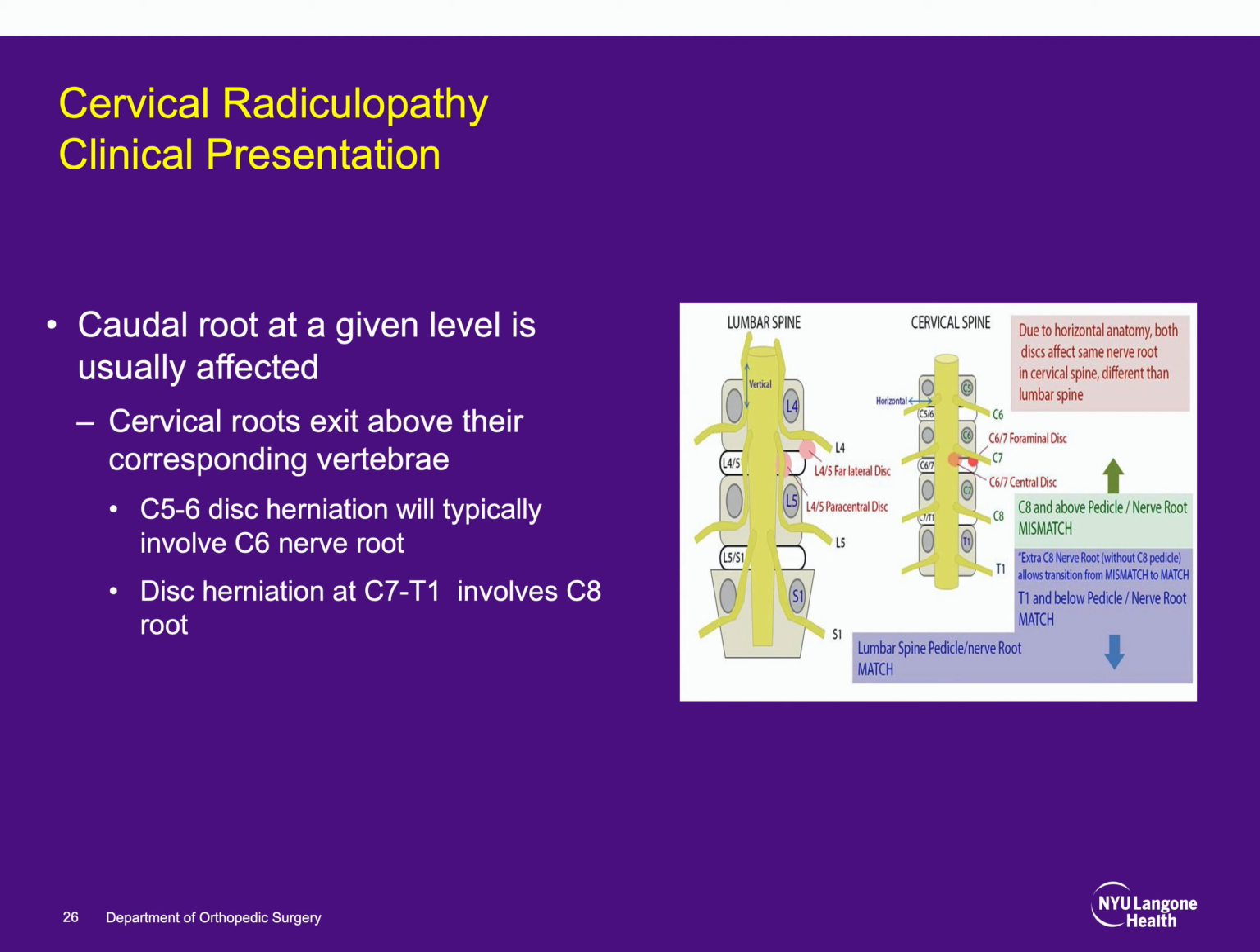So for example, a C5-6 disc herniation will typically involve the C6 nerve root, whereas in the lumbar spine, let's say for example an L4-5 posterolateral disc herniation, the nerve root involved will be L5, not 4. You should also remember that there is no C8, therefore a disc herniation at C7-T1 will involve the C8 nerve root.